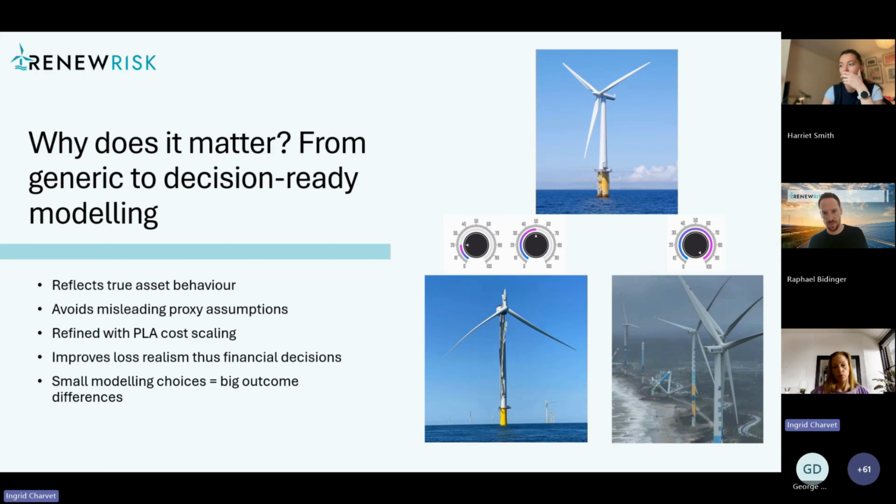So at this point, the key question is, how does all of this actually change the results in practice? There's vulnerability, but there's also exposure and hazard, for which we are taking a similar approach of detailed, accurate, and tailored modeling. So to explore the consequences of this modeling approach, I will hand over to Raphael, who will walk us through the case study.